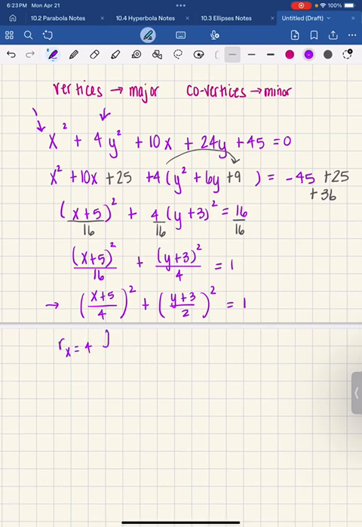That comes from the denominator. And my y radius is 2. Last time I checked, 4 was greater than 2, so therefore this is going to be a horizontal ellipse. It is going to be wider than it is tall. And the center of this ellipse is at -5, -3.